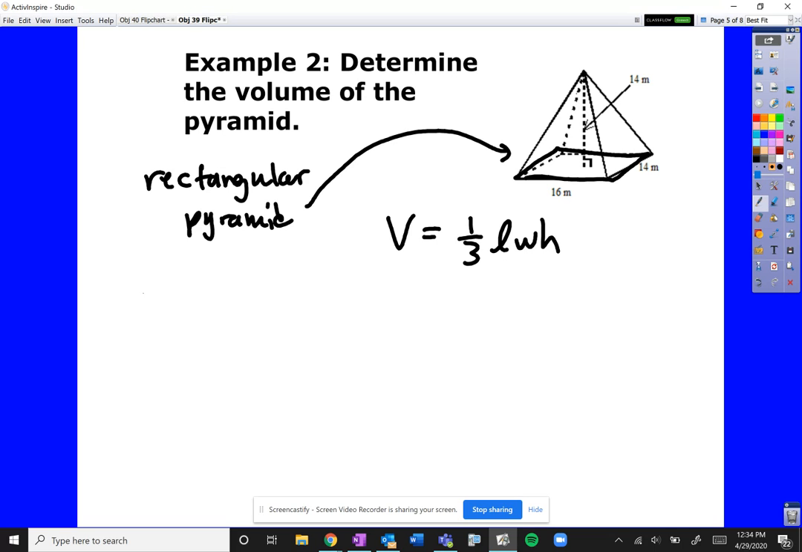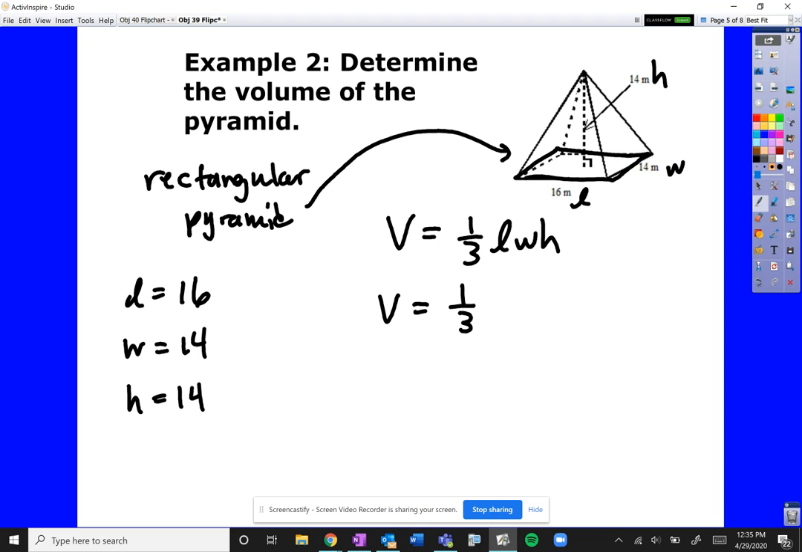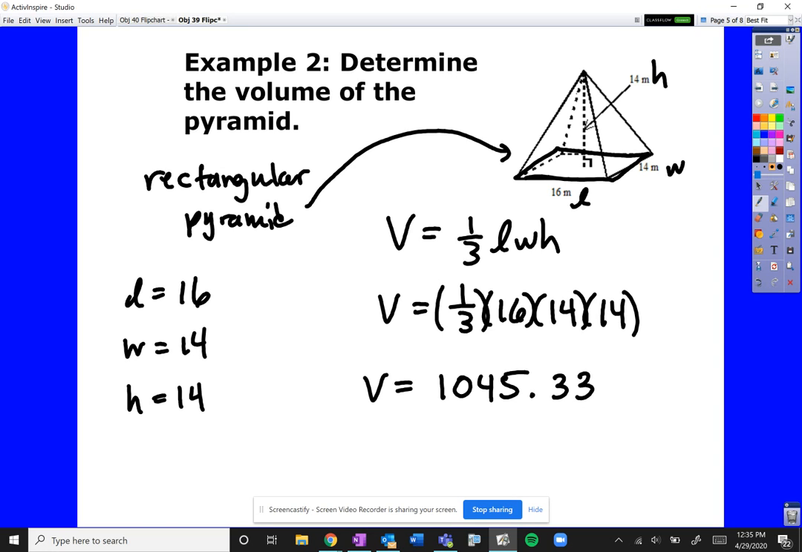If we go over here, we can see, let's call the length 16, let's call the width 14, and we can clearly see the height is also 14. So, finding the volume, we're subbing in length, width, and height. Once again, 1/3, we can in our calculator do 1 divided by 3, times 16 times 14 times 14. So we get 1045.33 units cubed.